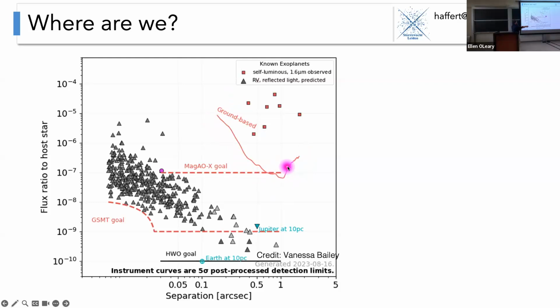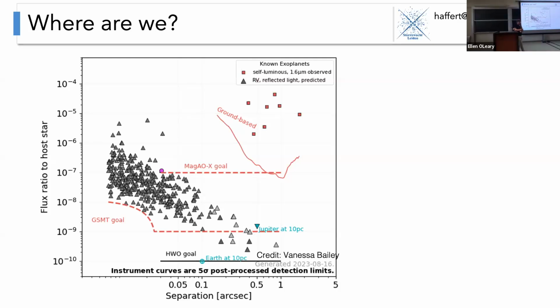With GMagAO-X, we're trying to do a lot of performance improvement to actually get this flat 10 to the minus 7 contrast. And why do we want to do that? It's because we want to image Proxima Centauri b, which is purple over there. So Proxima b is our favorite target. Should be everyone's favorite target. It's our nearest neighbor, so we at least want to know what our nearest neighbor looks like.